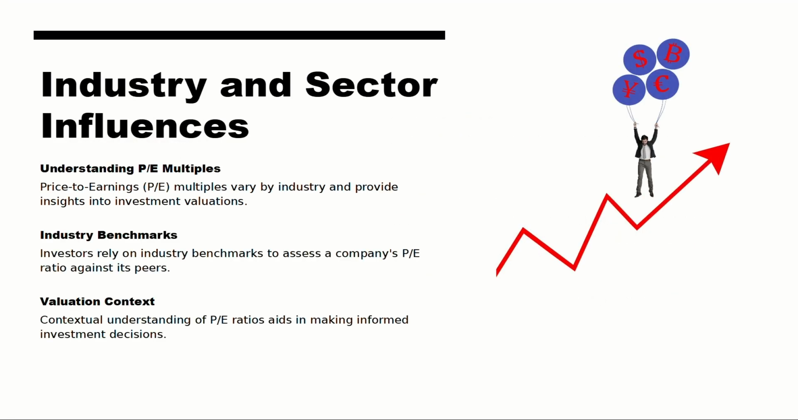Industry and sector influences. Understanding PE multiples. Price to earnings multiples vary by industry and provide insights into investment valuations. Industry benchmarks. Investors rely on industry benchmarks to assess a company's PE ratio against its peers. Valuation context. Contextual understanding of PE ratios aids in making informed investment decisions.